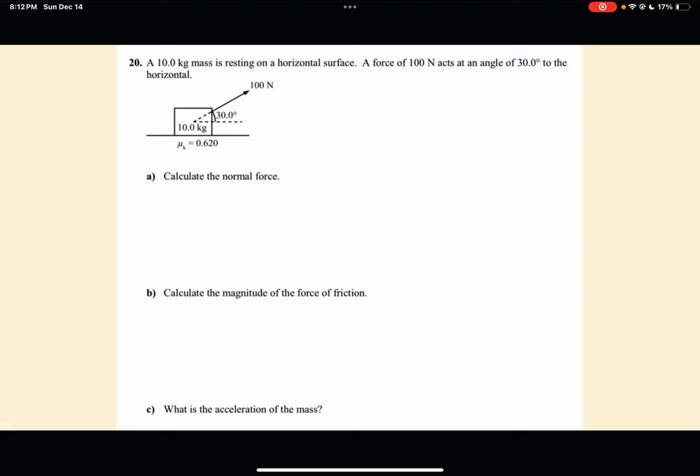The question is, a 10.0 kilogram mass is resting on a horizontal surface. A force of 100 Newton acts at an angle of 30.0 degrees to the horizontal. A. Calculate the normal force. B. Calculate the magnitude of the force of friction. And C. What is the acceleration of the mass?